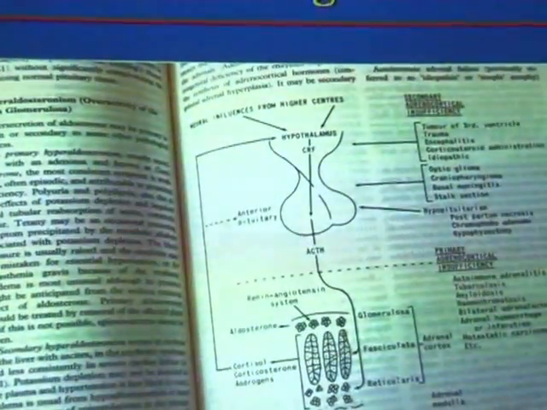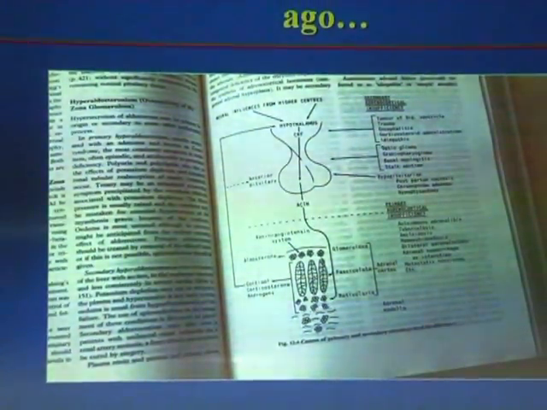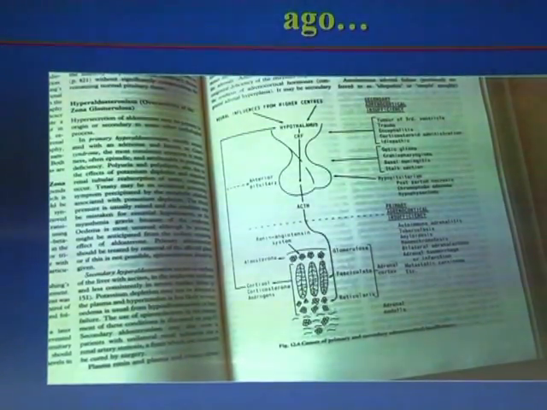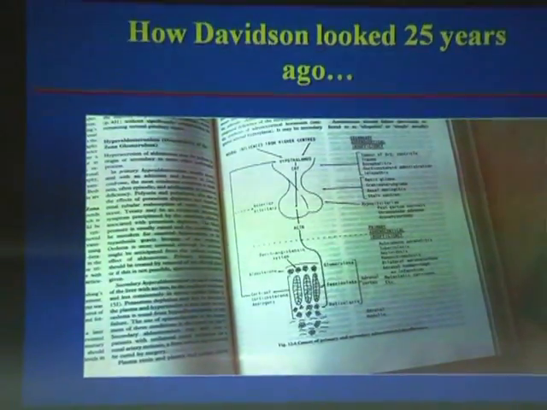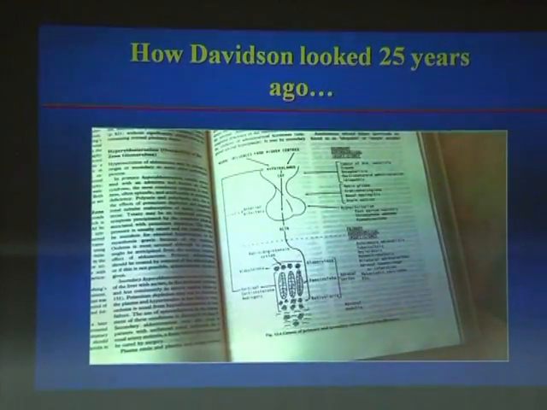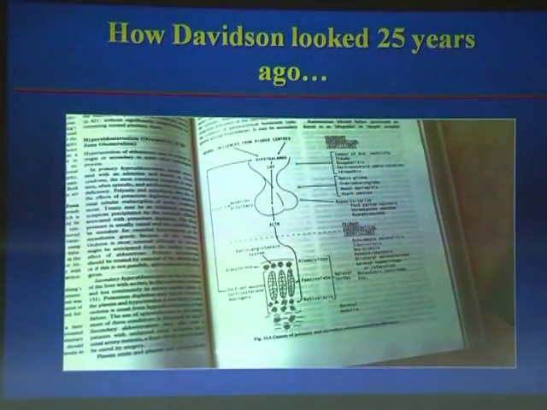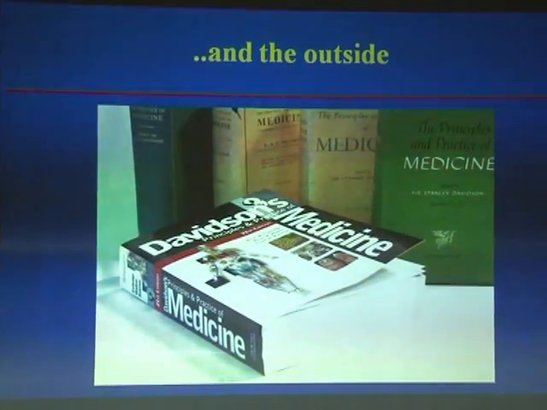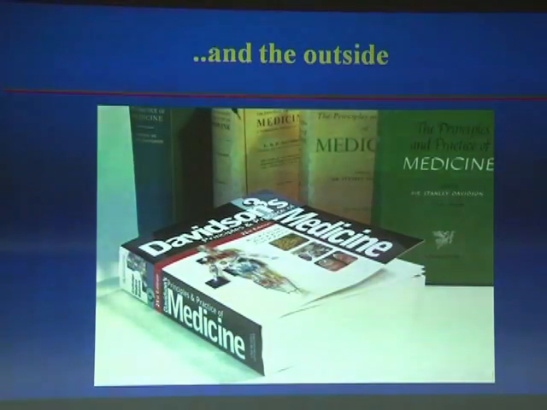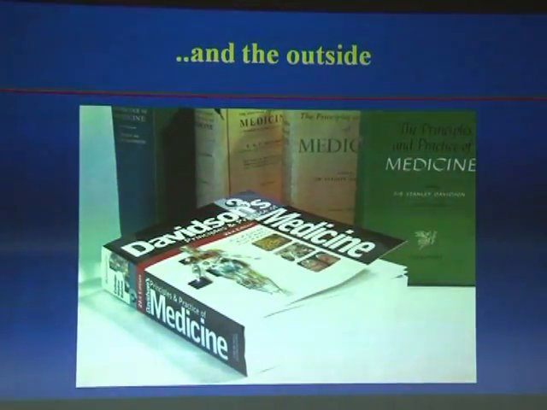By the 1970s, we've got a few black and white drawings coming into the book, but we've really worked hard to make Davidson's keep up with the times. And this is how, whoops, no, there's a slide missing there, of the inside of how it looks now. But you can see the outside of the book has also changed just a little bit over the years, again, to try and keep up with the times.